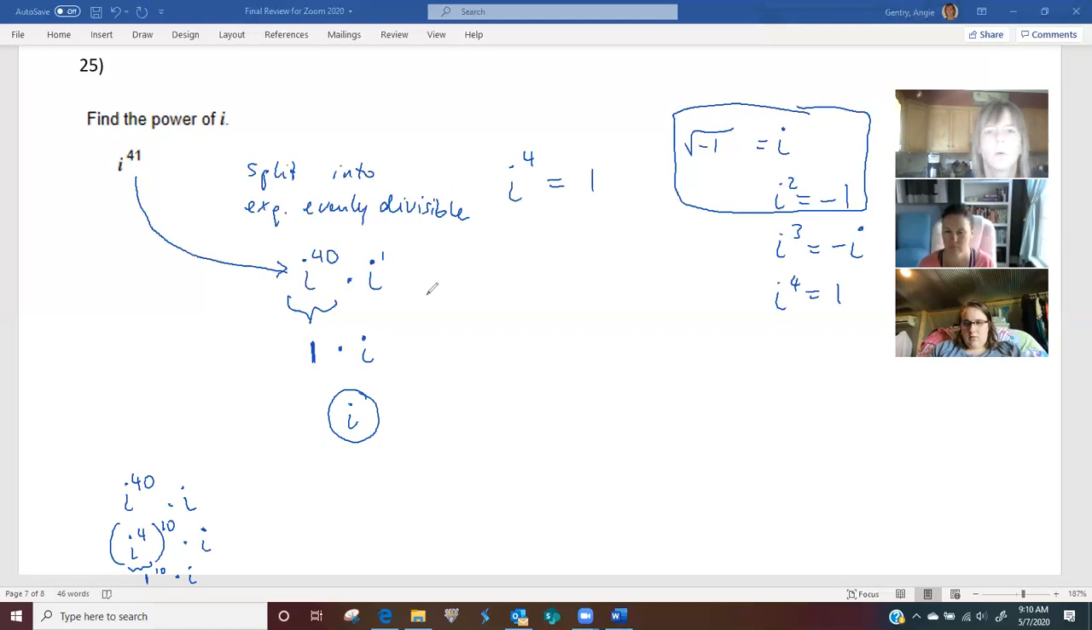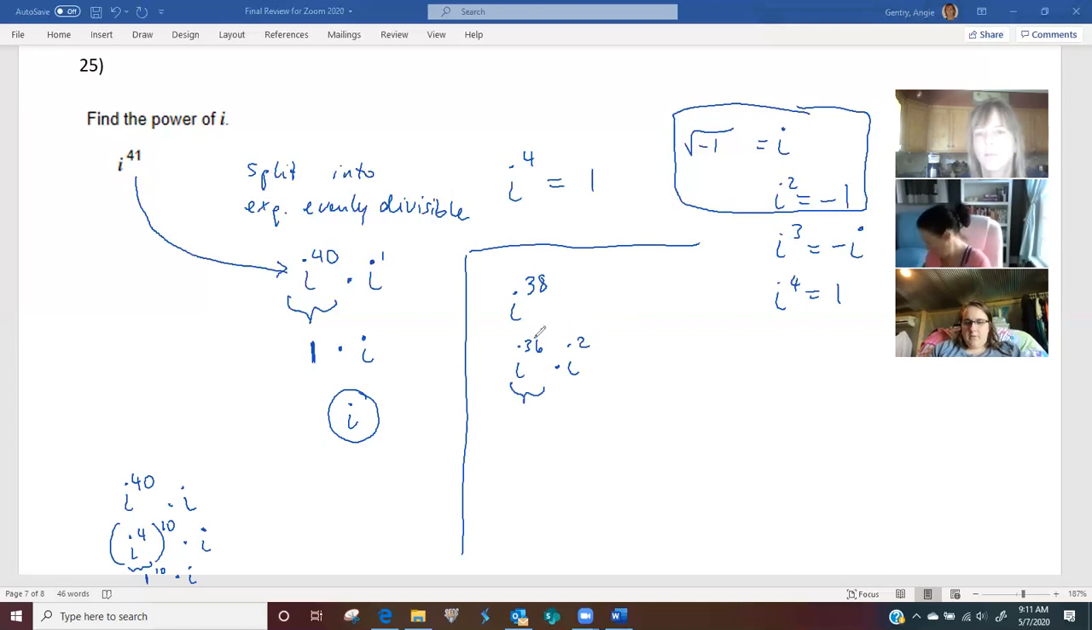And then I like to show one more. I don't know, I never come up with good examples. i to the 38th, let's say. Not evenly divisible by 4. What's the closest one? i to the 36. If that exponent's evenly divisible by 4, you immediately turn it into 1. And 1 times i squared is i squared, but i squared is not an option. So in this case, it's the -1 because i squared is -1.